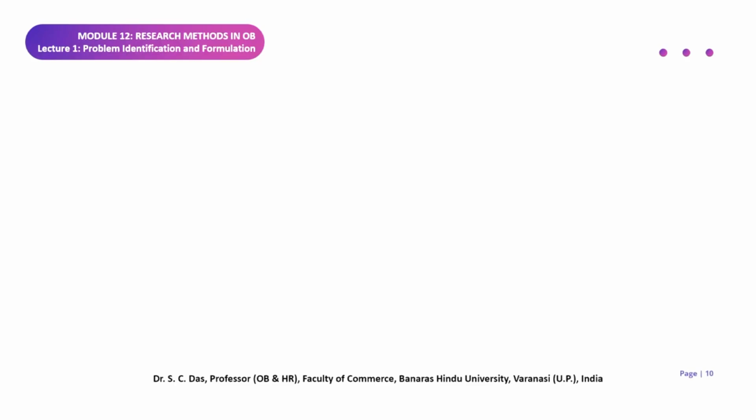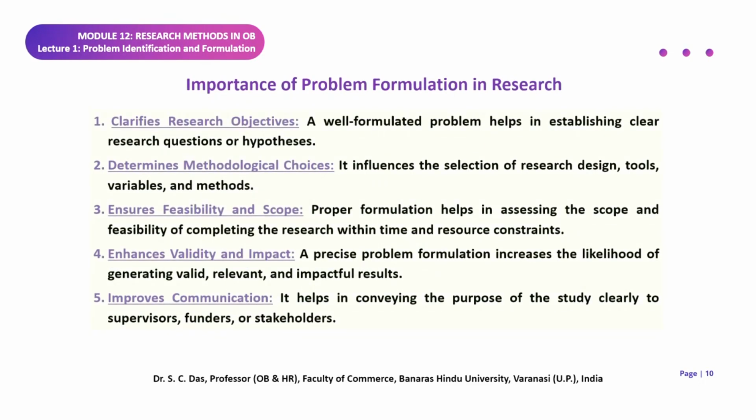Now see the more important part: the importance of problem formulation in research. It clarifies research objectives, determines methodological choice, ensures feasibility and scope, enhances validity and impact, and improves communication. These are all very important parts. Students, you can see one by one: research objectives clarify what you basically want to search, your specific and subsidiary goals. Methodological choice is a very important part, as are feasibility and scope, validity and its impact. All these things are part of the problem.